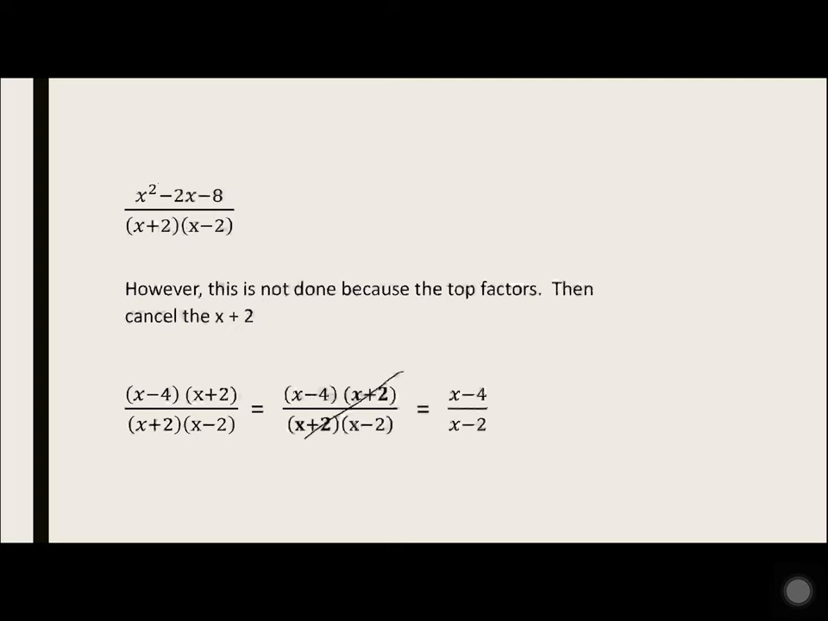That's just rewritten. However, this is not done because the top factors. Then cancel the x plus 2. So x squared minus 2x minus 8 factors. What multiplies to negative 8 and adds to negative 2 would be x minus 4, x plus 2. The x plus 2's cancel, so we're left with x minus 4 divided by x minus 2.